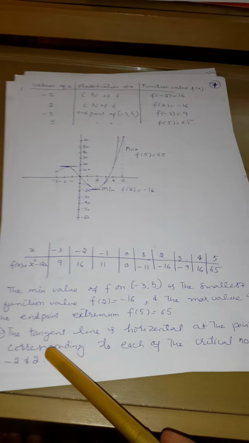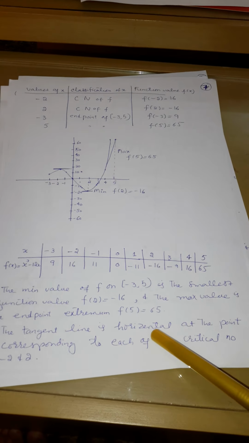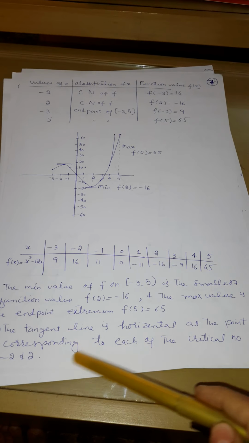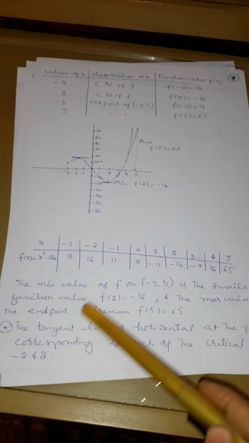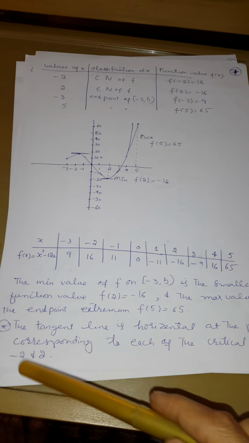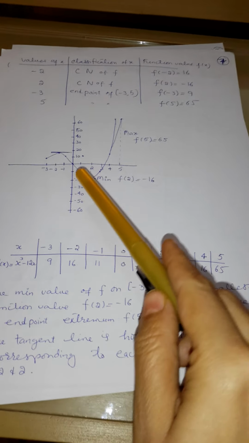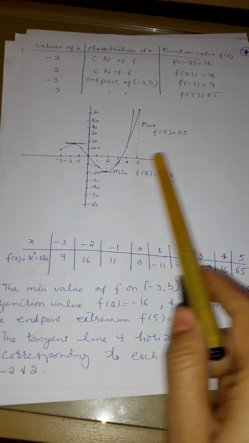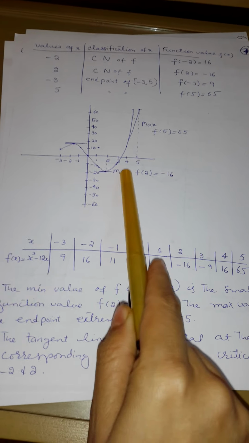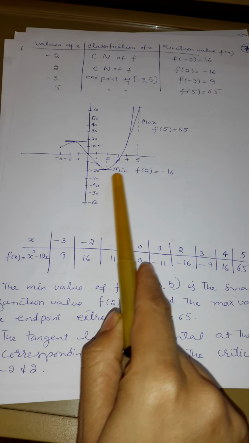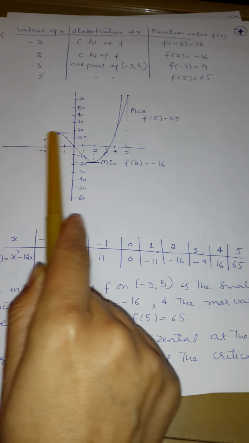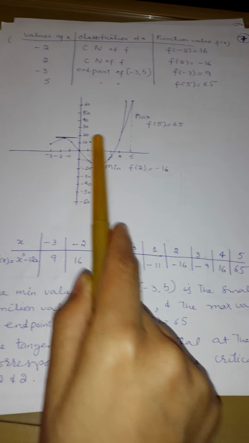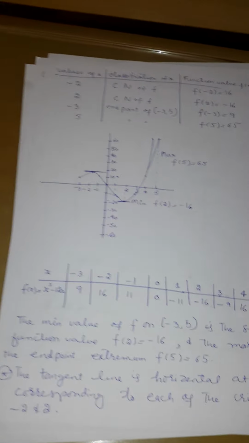And we have another point here. The tangent line is horizontal at the point corresponding to each of the critical numbers minus 2 and 2. As we have also studied, the tangent line is always horizontal when we put the derivative of the function equal to 0. Here you can see that these are the tangent lines which are horizontal.